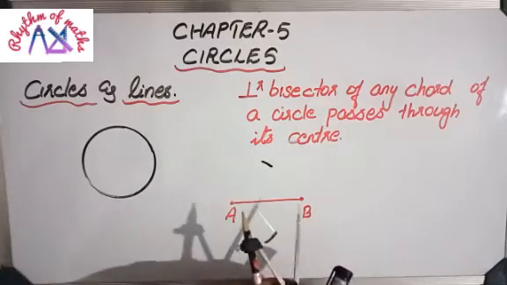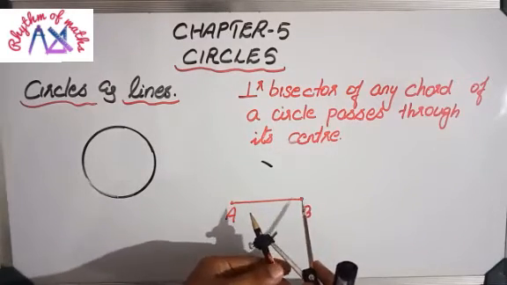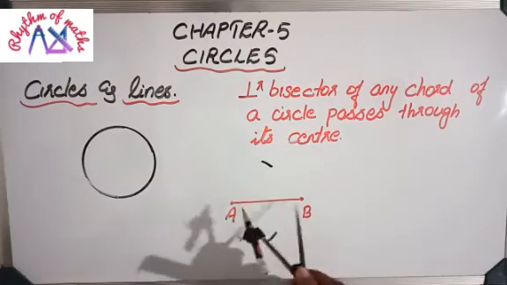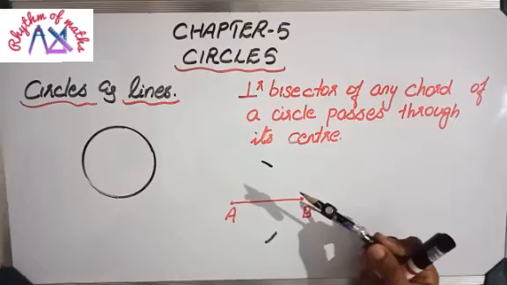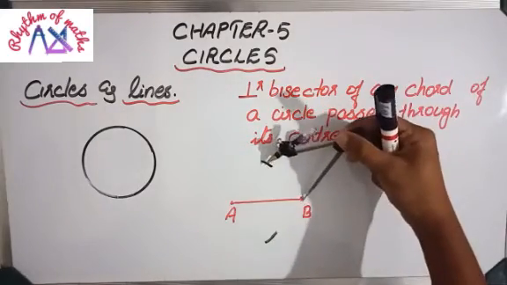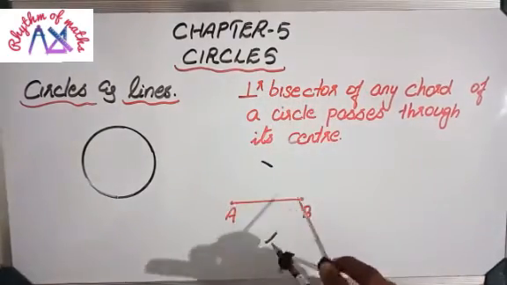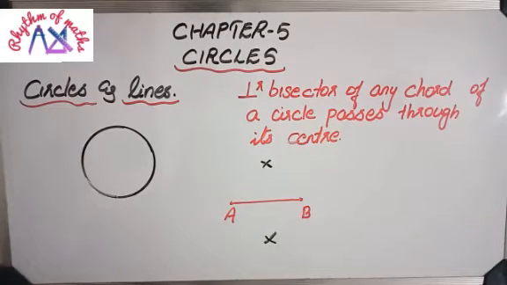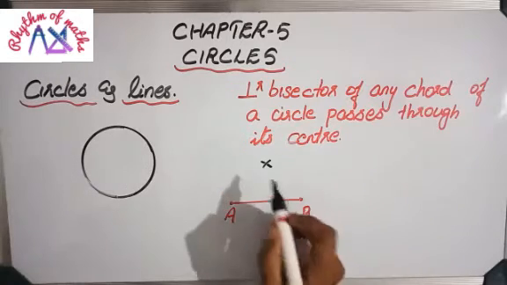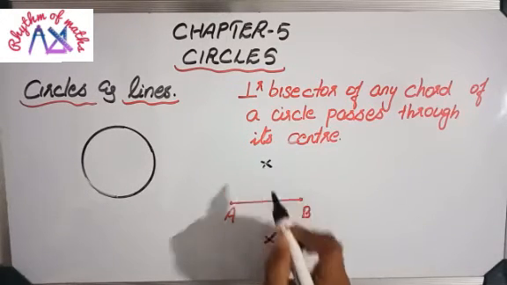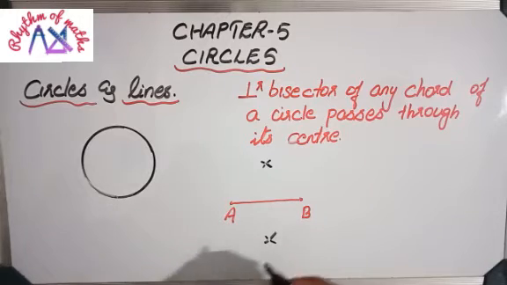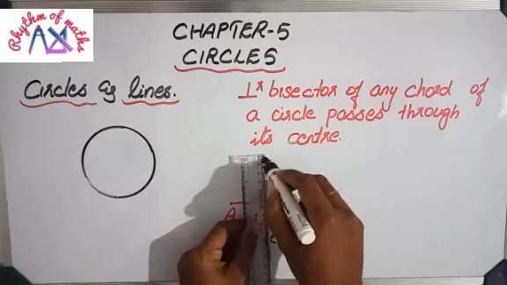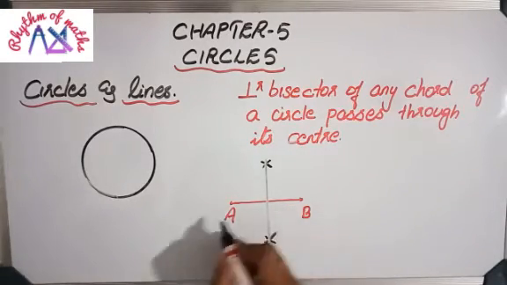Same procedure you have to repeat from the point B. Keep the pinpoint at the point B, with the same measurement, without changing it, and draw one arc in the upper side and one arc in the lower side. Then you will get 2 points, in the upper side and in the lower side, where the arcs meet. Using a scale, just join these 2 points. This is a perpendicular bisector.